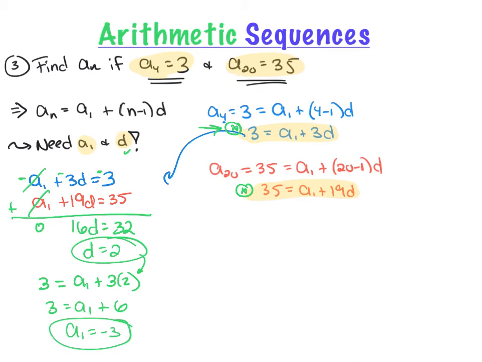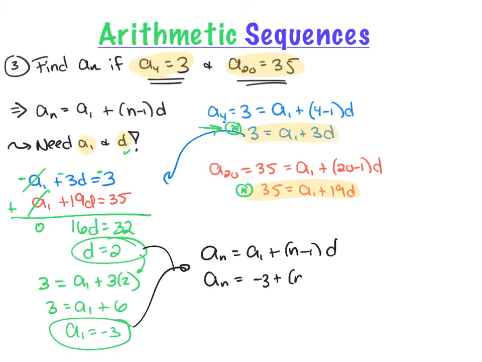So putting those together, in our formula AN equals A1 plus n minus 1 times D, A1 is -3 and D is 2. That's an unsimplified version of our formula, and if we distribute the 2, we have AN equals -3 plus 2n minus 2, or in other words, A sub n equals 2n minus 5.